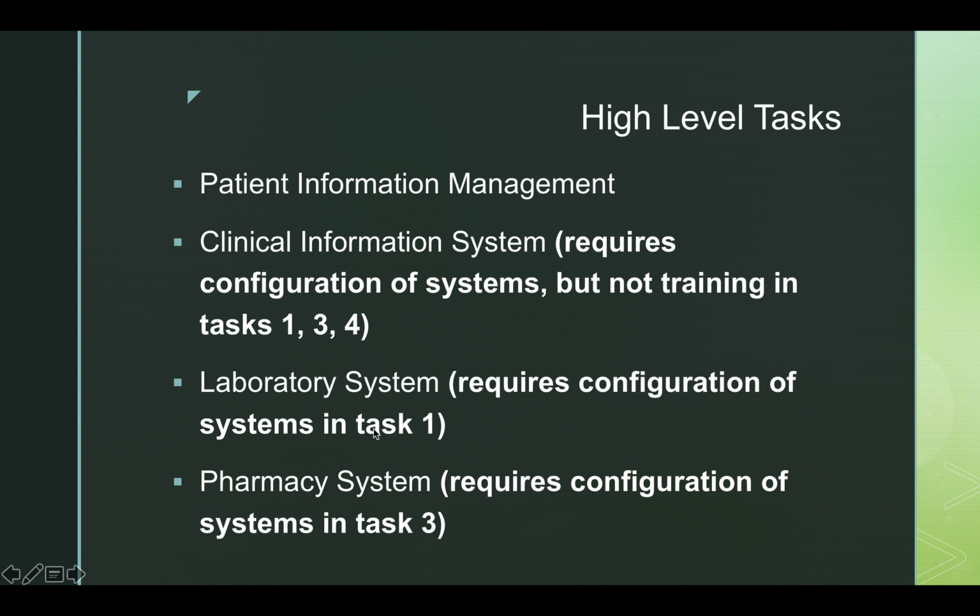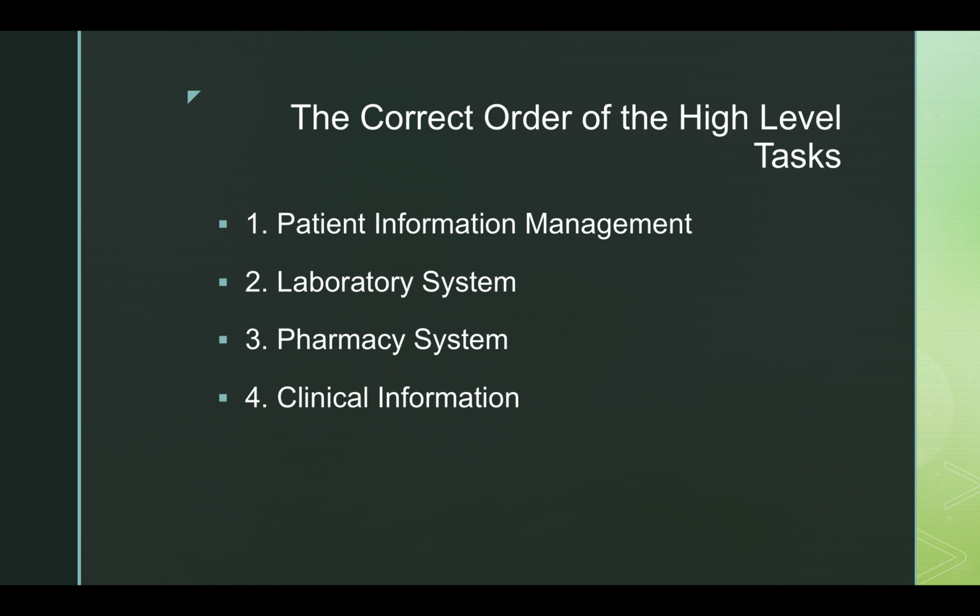For example, laboratory system requires configuration of systems in task 1, meaning laboratory system cannot be completed until task 1, which is patient information management, is completed. This is important because this is how we are going to set up our tasks in the correct order. So the correct order of the high-level tasks is patient information management, laboratory system, pharmacy system, and clinical information.